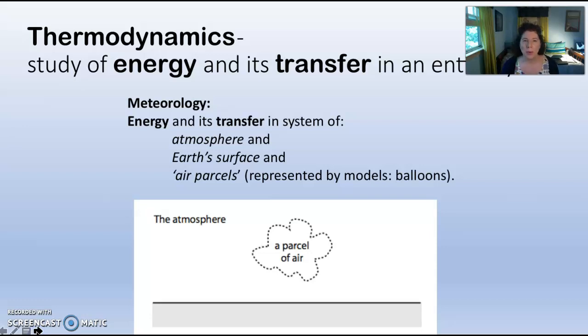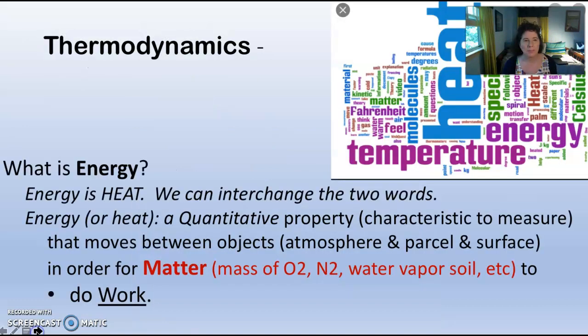When we look at thermodynamics in Chapter 2, we're talking about a study of energy and its transfer in a system. There's some important points there. Energy and its transfer in its system. In the system in meteorology, we're talking about the atmosphere, the Earth's surface, and parcels of air. We represent them in models, like models of balloons.